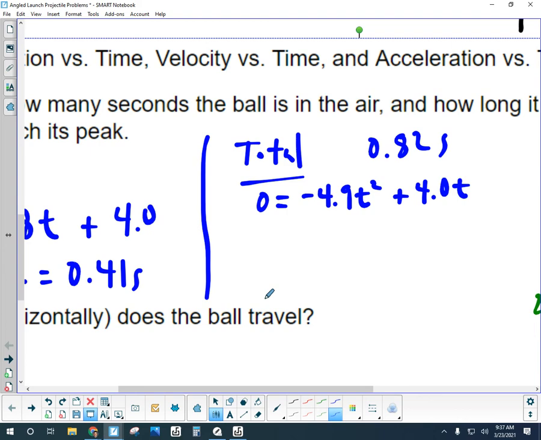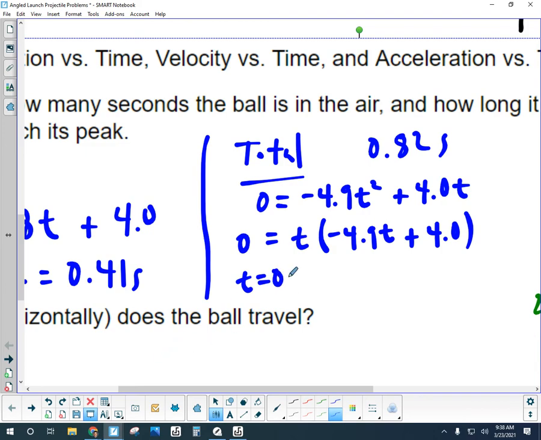So the way I like to solve this one is actually to factor out a t from both terms here. If I factor out t, I've got negative 4.9 t. That's just factoring a t out here. If I factor a t out of 4.0 t, it's just 4.0. And then to solve for that, I know either this t equals 0, so that's one solution to the equation, or the quantity here equals 0.